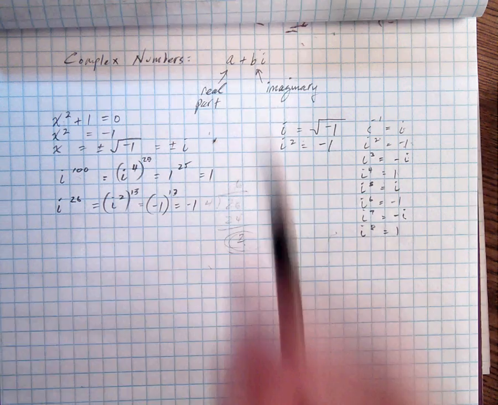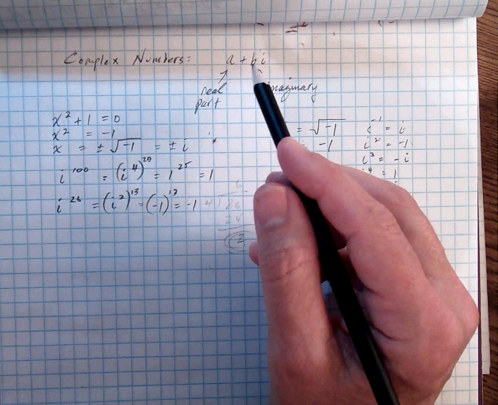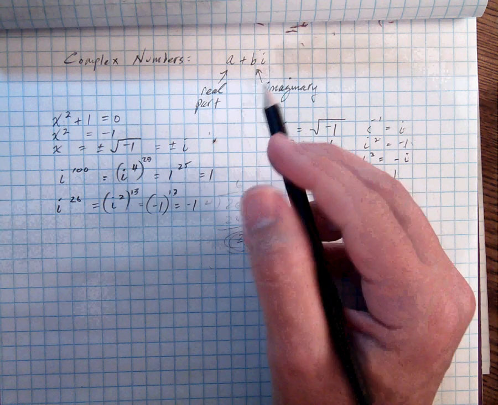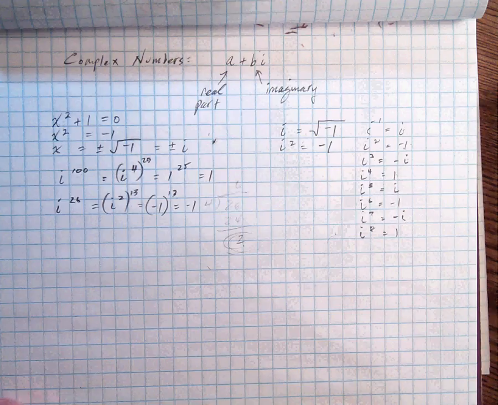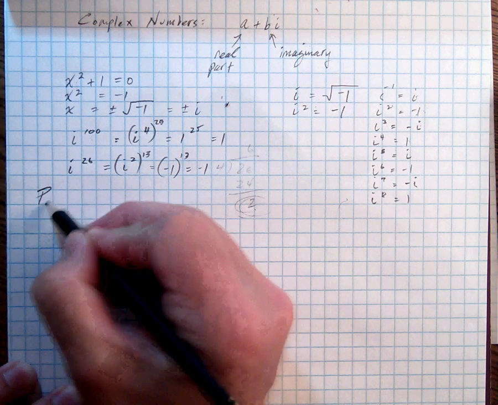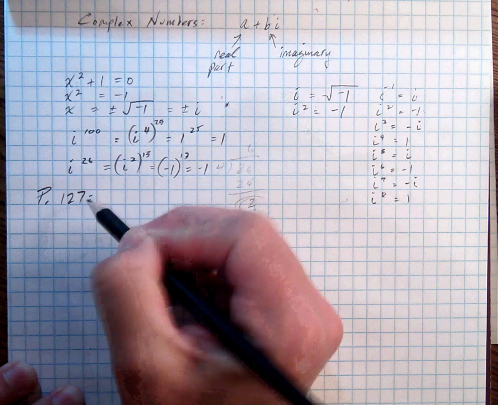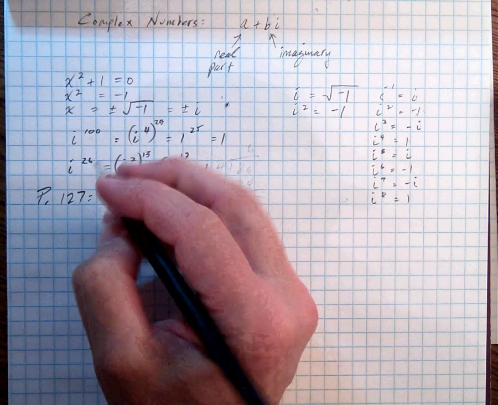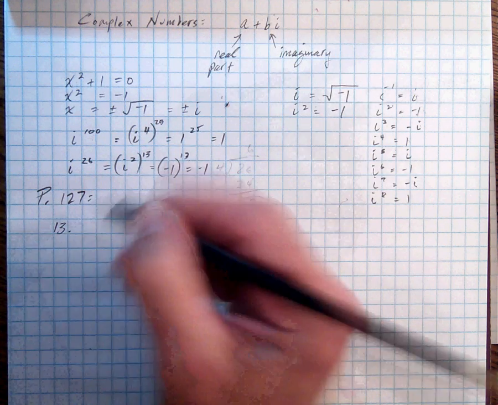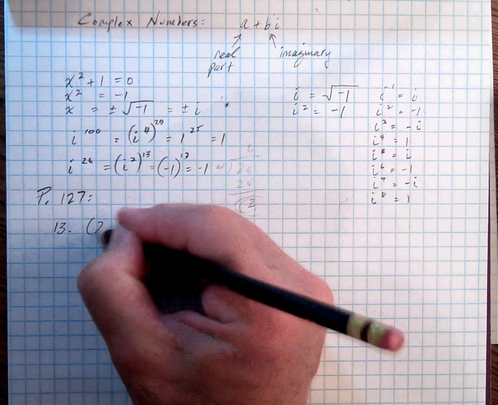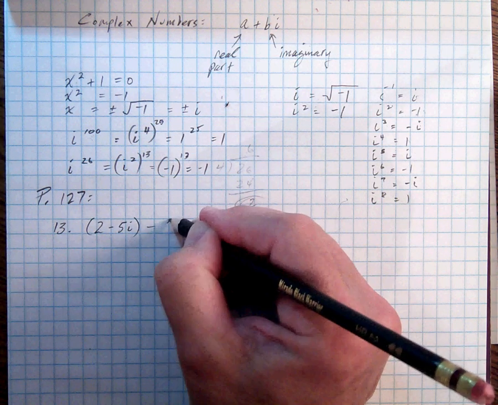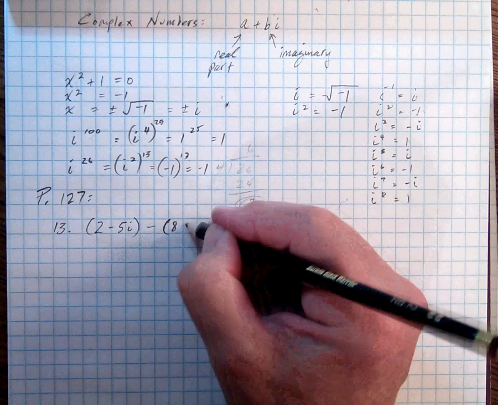Alright, so I'm going to flip to the back of the section on page 127, and we're going to just work some problems here. So the first one I'm going to work is problem 13, and it's 2 minus 5i minus 8 plus 6i.